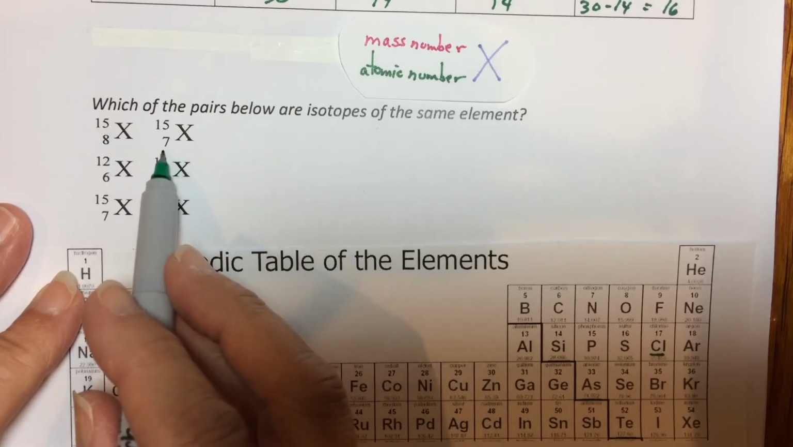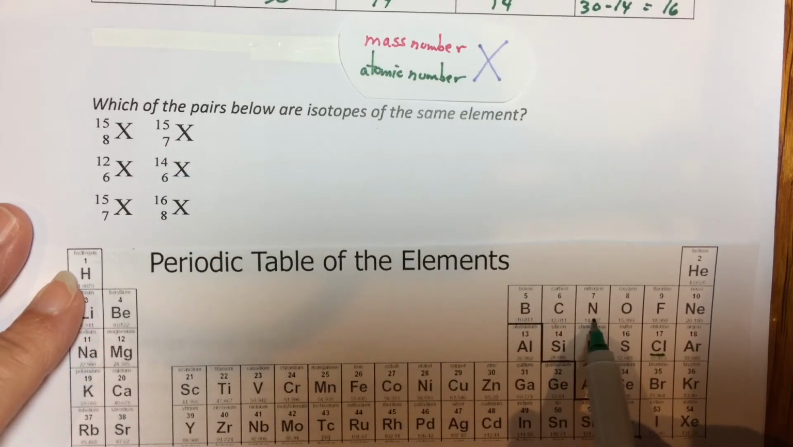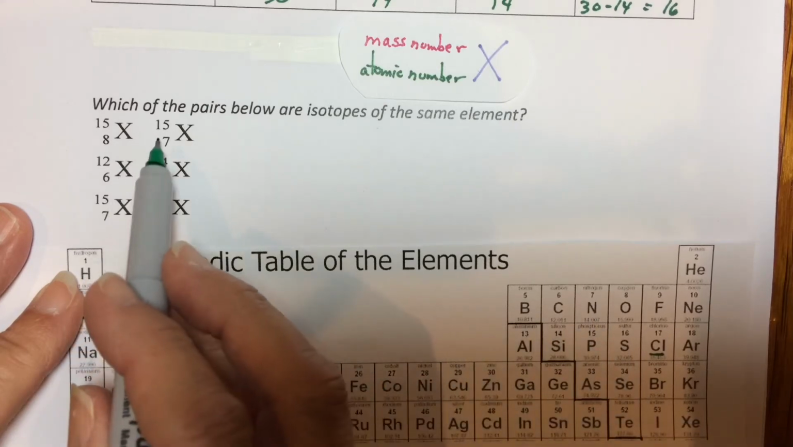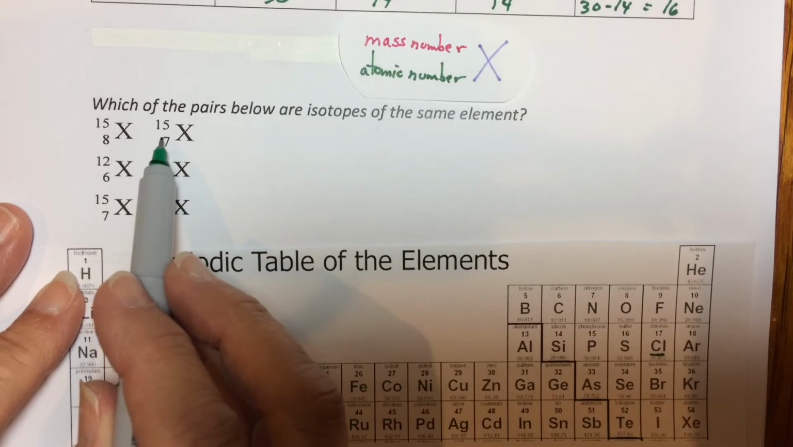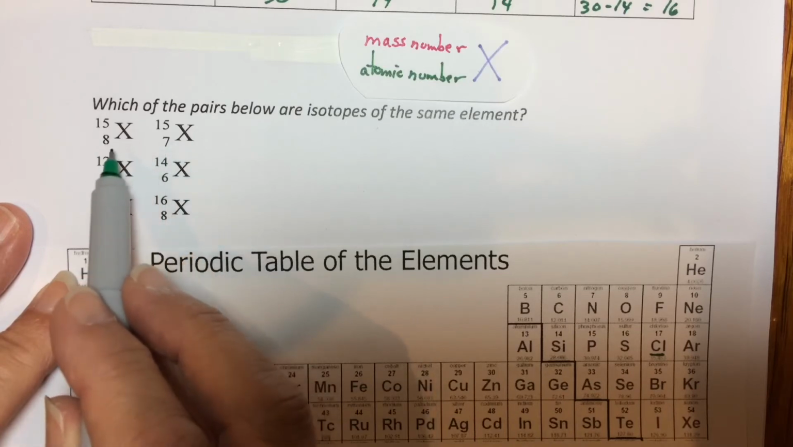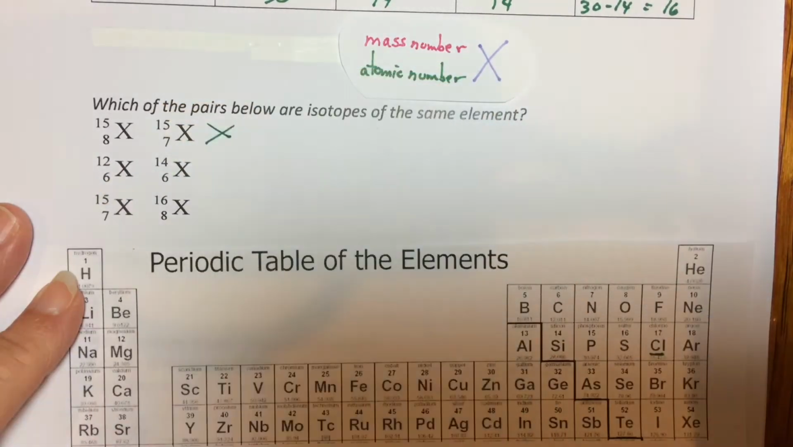This atom here has an atomic number of 7. That makes it a nitrogen, and it has the same mass as the oxygen beside it. They both have a mass of 15, but they are different elements. One is nitrogen and one is oxygen, so that one is not an isotope of the same element.